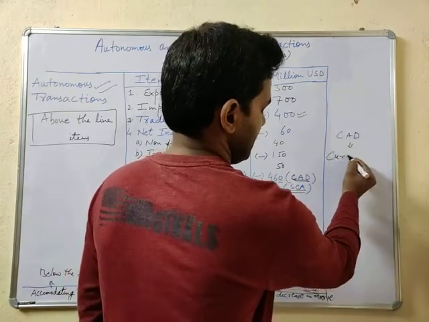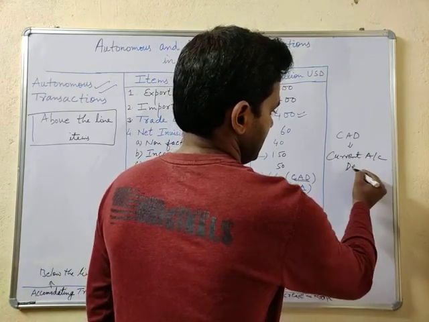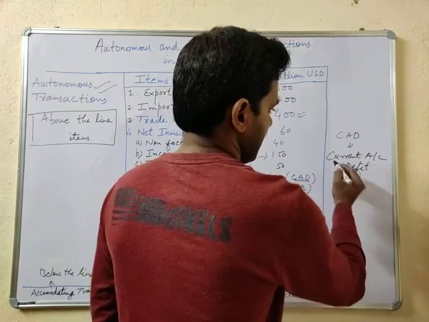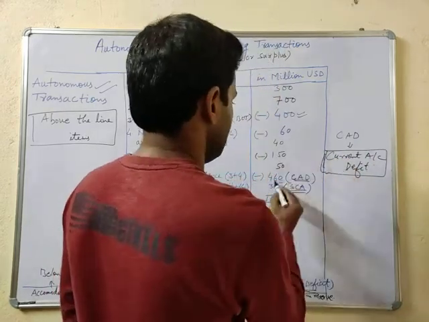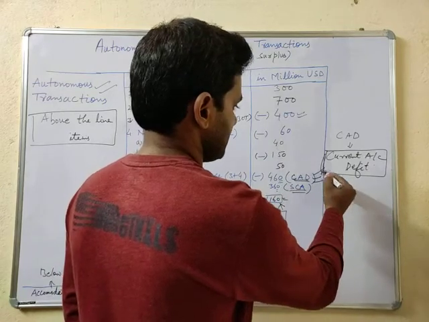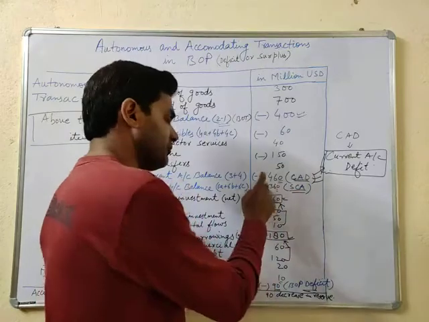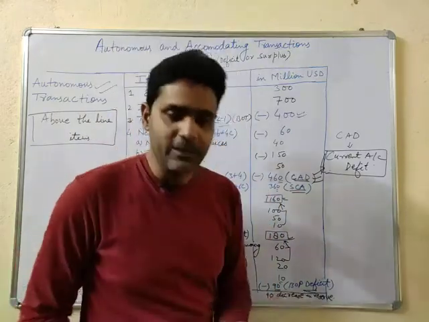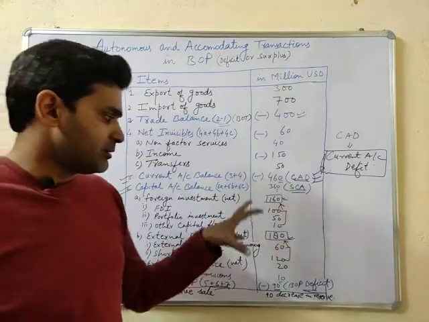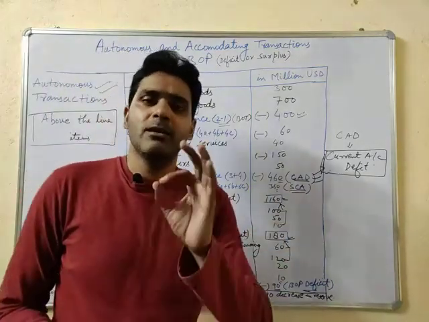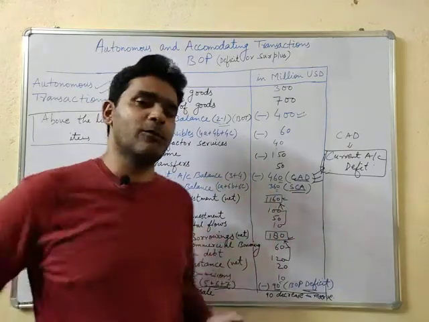One more thing is left from this unit: if there is a current account deficit, or CAD, how will it be financed? As was the case in this question, the current account deficit was minus 460. So it will be financed by the capital account surplus. The current account deficit will solely be financed by the capital account surplus, as was the case in this numerical problem as well.